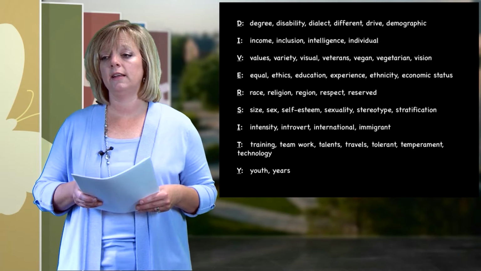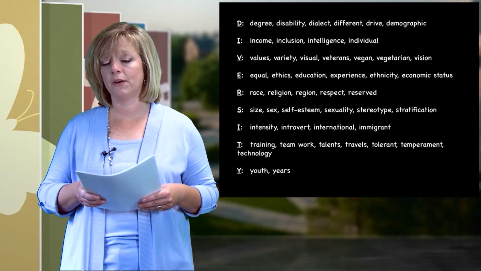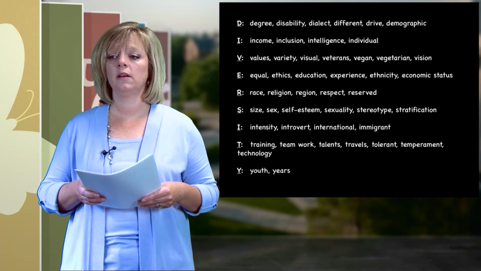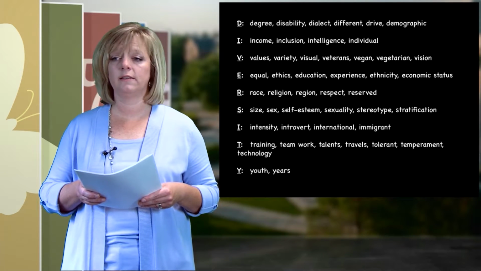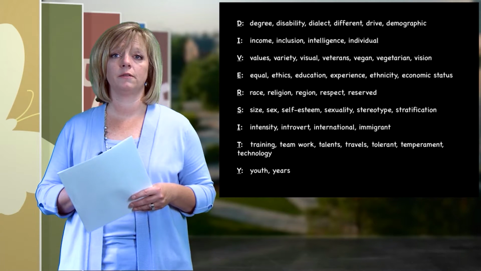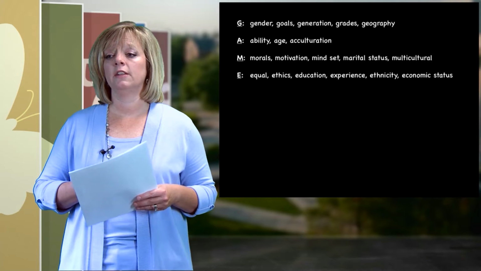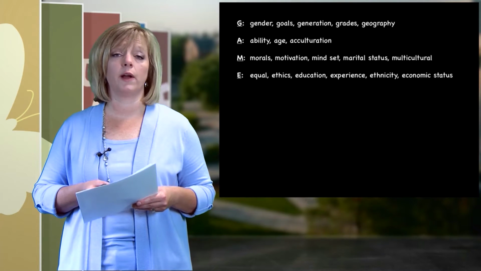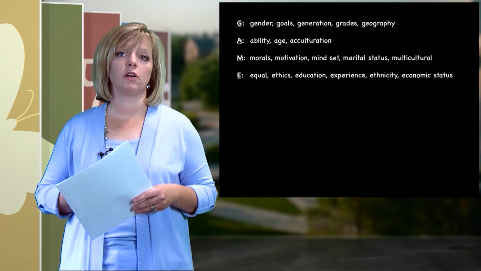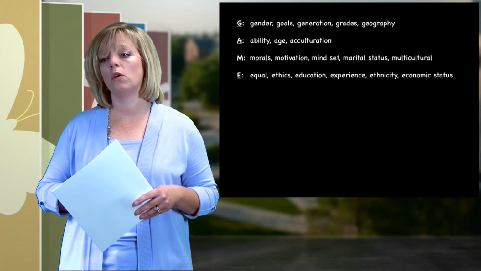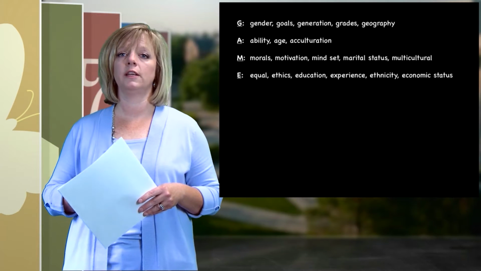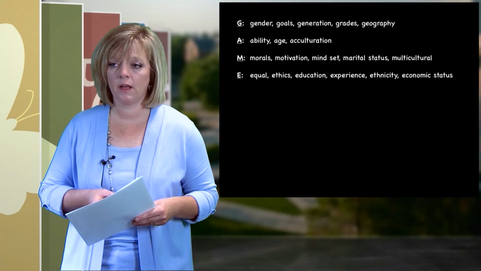I, intensity, introvert, international, immigrant. T, training, teamwork, talents, travels, tolerant, temperament, technology. Y, youth, years. A few more for game. G, gender, goals, generation, grades, geography. A, ability, age, acculturation. M, morals, motivation, mindset, marital status, multicultural. And E, we already went over.